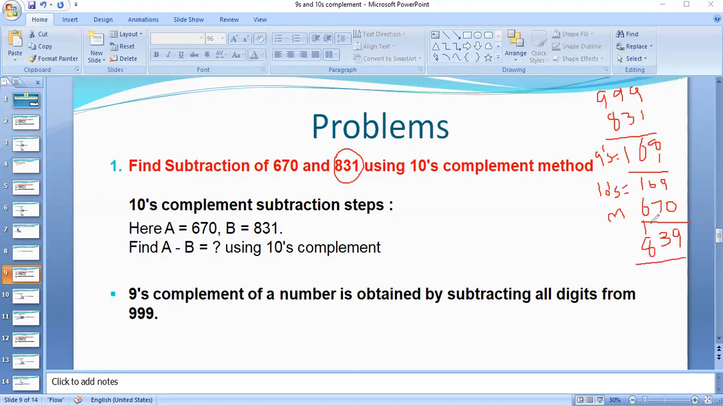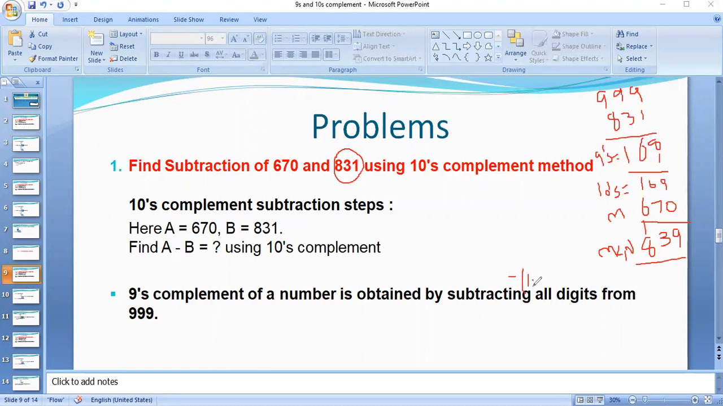See here, there is no end carry in the result. That means it is the m less than n condition. So in the next step, we have to put a negative sign in front of the number. So this is the 10's complement procedure.